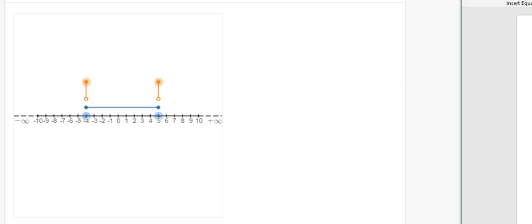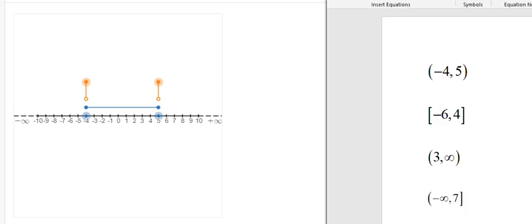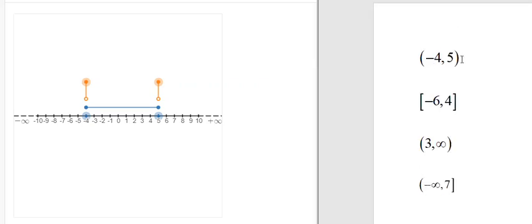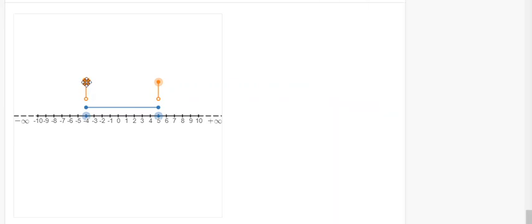Now the next thing you need to notice is that both of those are open parentheses. Right now you see where you have that segment right here, and this is a closed circle and this is a closed circle. Since we're dealing with parentheses here, you need those to be open circles. So you look at the orange part now. You move this down and you see it turned open, and move this down and it turns open.